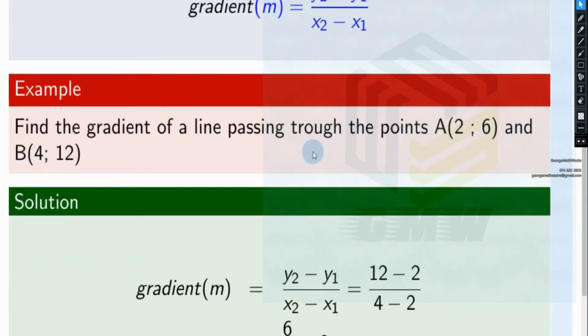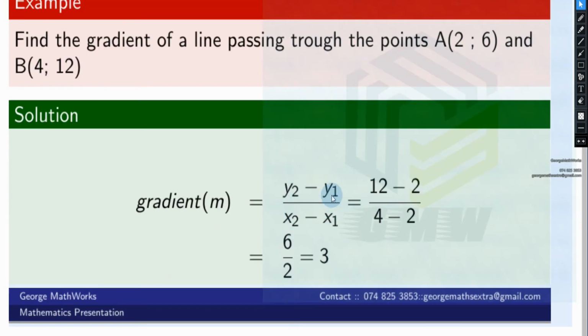So with me here, there is an example. It says, find the gradient of a line passing through the points (2, 6) and (4, 12). At this point, the first thing to do is to write down the formula as indicated here. Now, it is your choice to choose which one to mark x2 and which one to mark x1. So I can choose to say this one here be my x2 and this one be my y2. And right here, I have my x1 and here my y1.